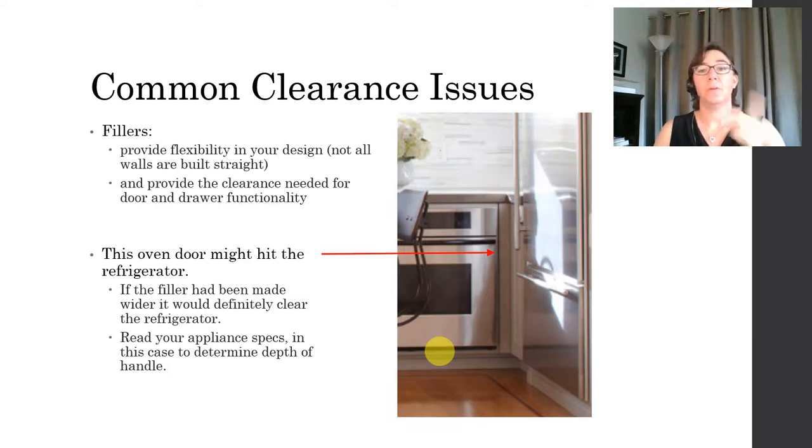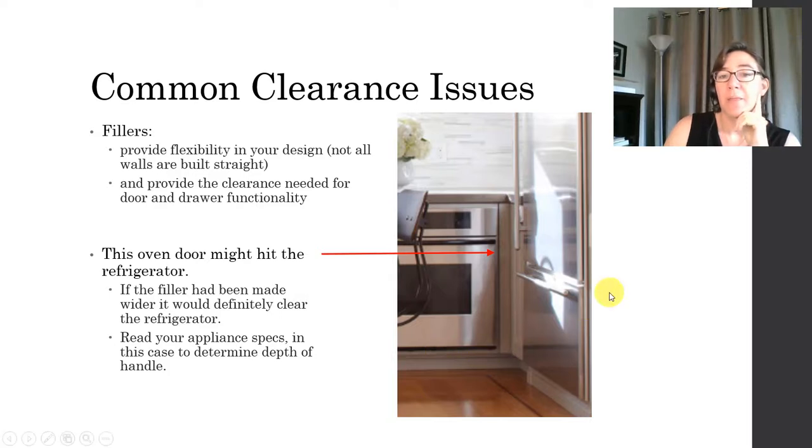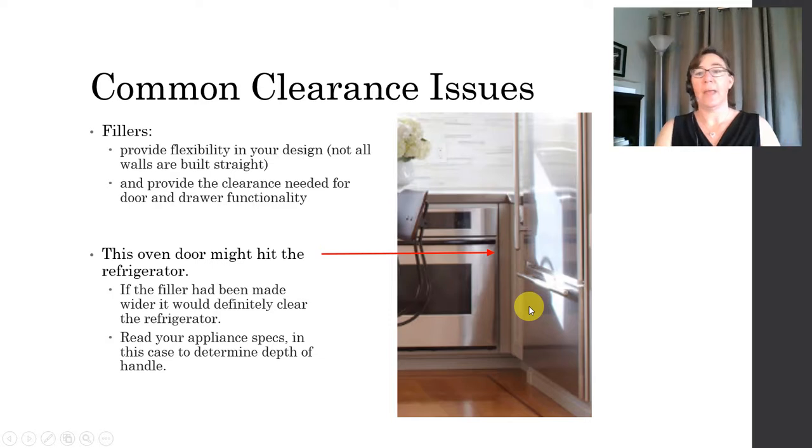So here's one issue. This oven door right here may run into this refrigerator handle and freezer handle as it opens. And we would fix that issue by specifying a larger filler, kind of sliding your design off to the left here a little bit. And it's important to note that you need to read your appliance specs carefully. In this case, it's the refrigerator appliance specs that we need to know, and how deep is that handle?